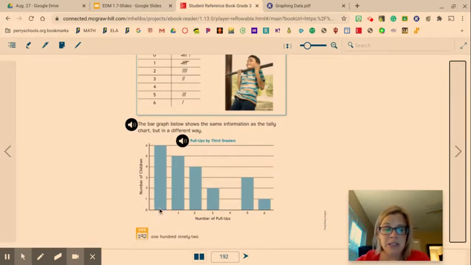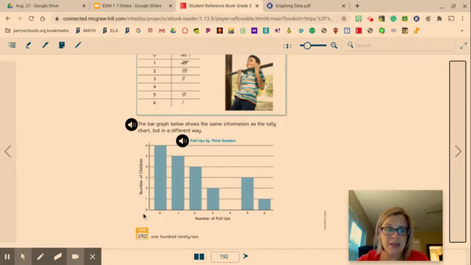Remember, we said the title, Pull-Ups by 3rd Graders. On the left side, we have the number of children, and on the bottom, we have the number of pull-ups. We can look at our tally chart and the bar graph to see that the number of kids who could do 0 was 6. So we made a bar graph all the way up to the 6.